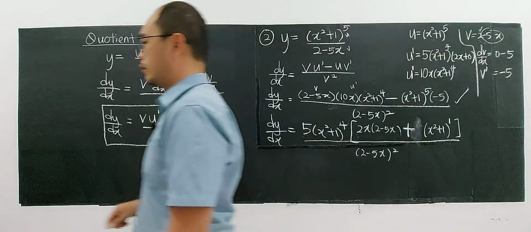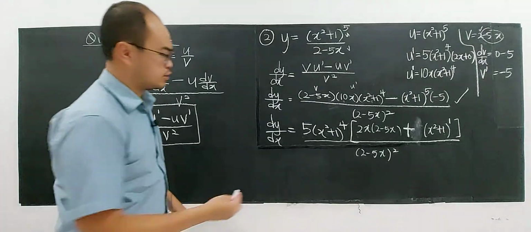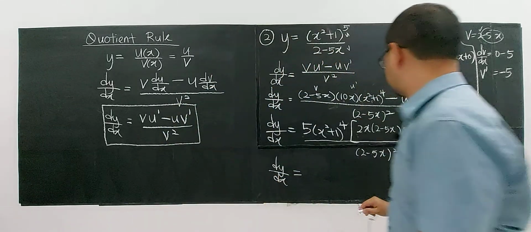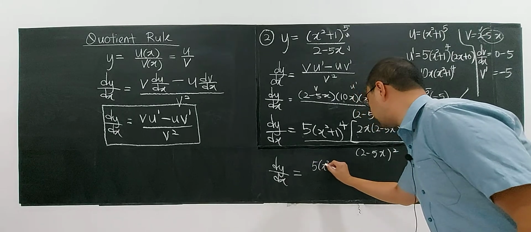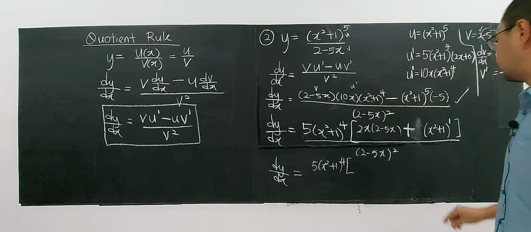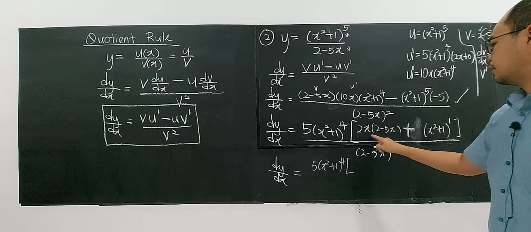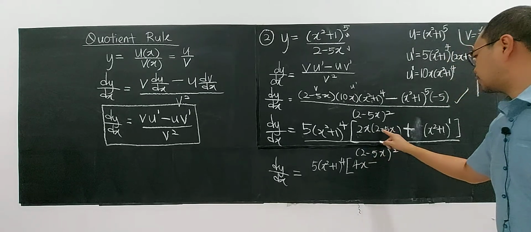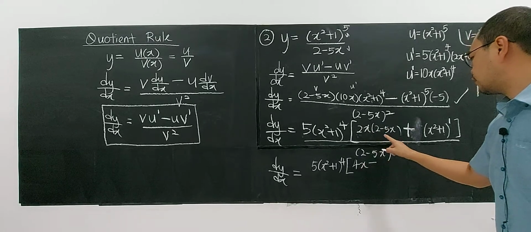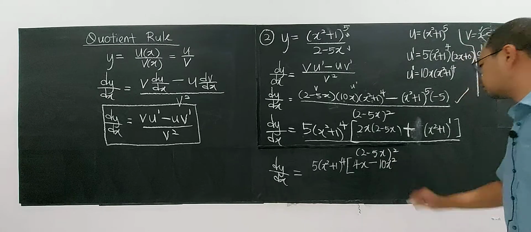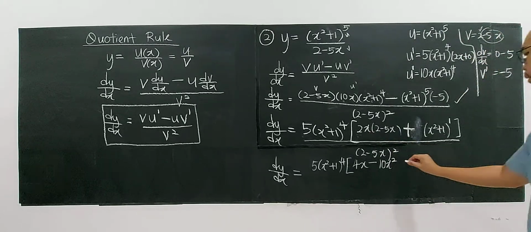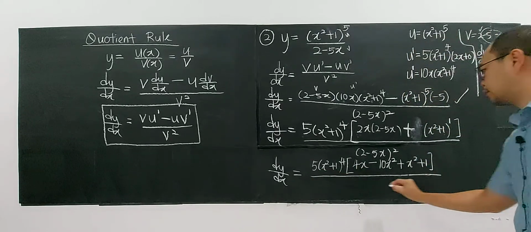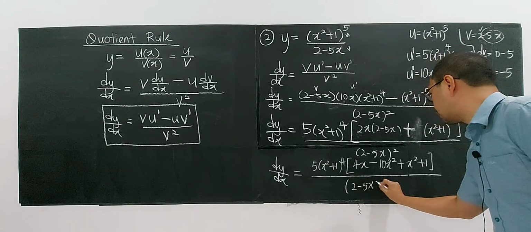Now further simplify. Maybe you will hate this part here. Some students will hate this one, because you must be good in algebra. So now you have 5 times x squared plus 1 to the power of 4. Then you expand this one. You have 2 times 2x is 4x, minus 5 times 2x is 10x squared, plus x squared plus 1, then divided by 2 minus 5x to the power of 2.